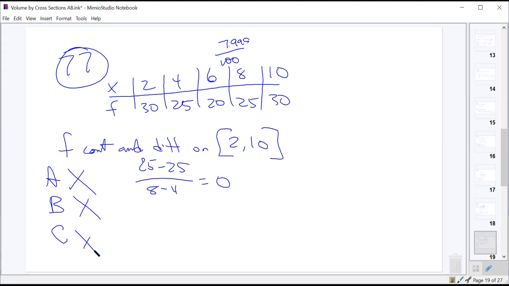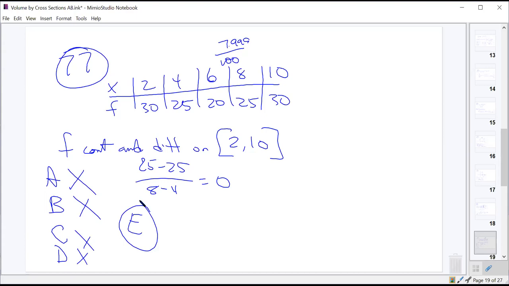Same with D. The maximum value of f on 2 to 10 is 30. With all the values they gave us, sure, it's 30. But 7.999 could have been 100 for all we know. So it's not guaranteed either. So it looks like, without even looking at it, it must be E. Let's see what E is.